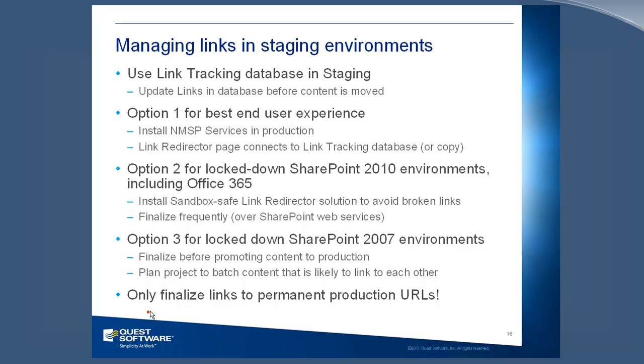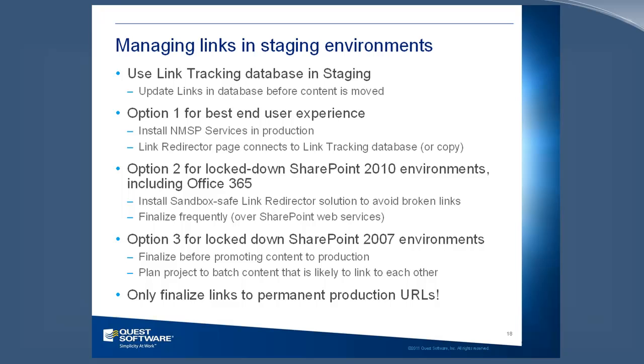And then, of course, only finalize links to the permanent production URLs. Be careful not to finalize things that point to a staging URL. Do the update in the database first, and only finalize the things that are production URLs. So if you have a mix of things in staging and production, you need to be careful as to how you specify what you want to finalize. You only want to finalize the links that are pointing to production documents, not the staging documents.